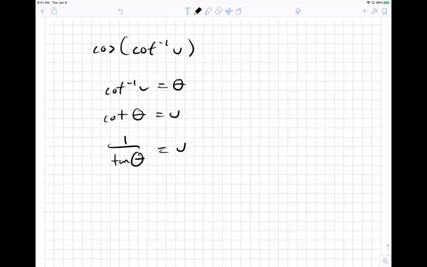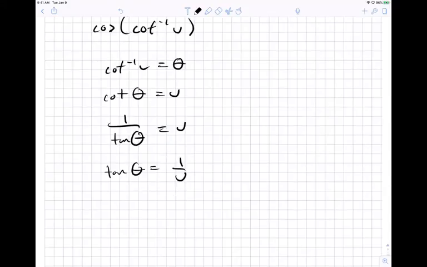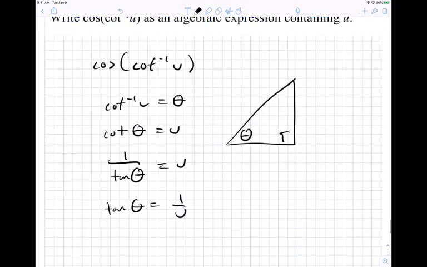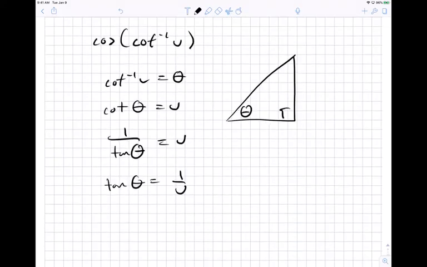So then tan of theta equals 1 over u. So then what I'm going to do is my right triangle. I'm just going to draw a regular right triangle. I'm not going to put it in any quadrant for right now. Let's say this is my theta. This is positive. Everything is positive. Okay. So now, if tan of theta is 1 over u, where does the 1 go? Where does the u go?